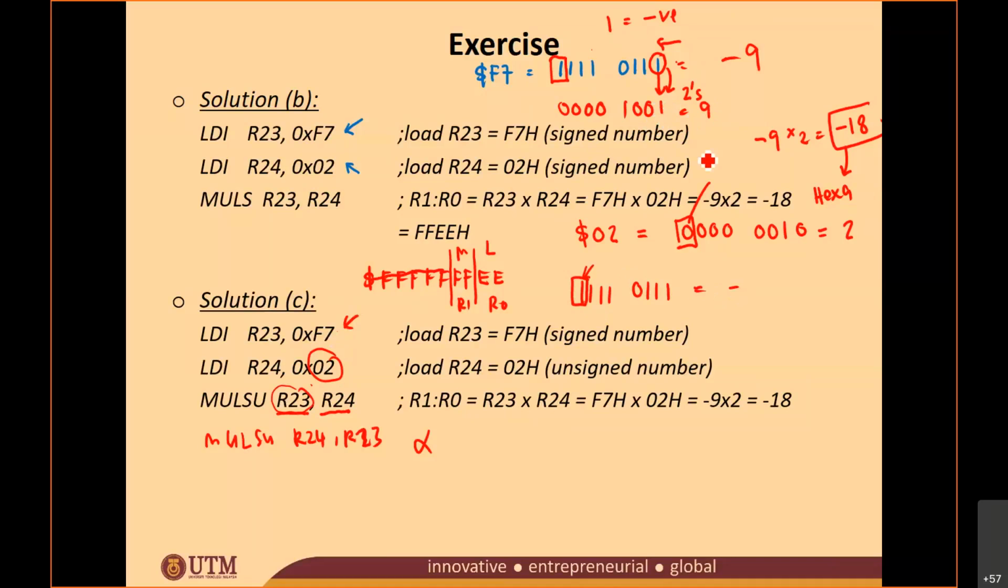Okay, you get the magnitude. So you know that this is a -9. Next, for the unsigned number, since this is an unsigned number, you know that this is a number 2, definitely number 2, because it is an unsigned number. So you multiply with 2, you press the calculator, and then you get back the FFEE. You just get this value here, FF and EE, put to your R1, R0.